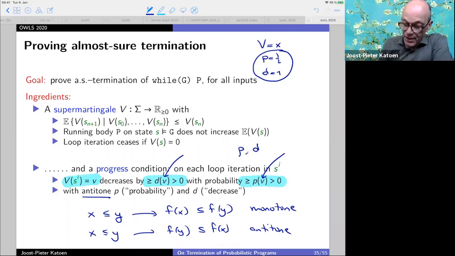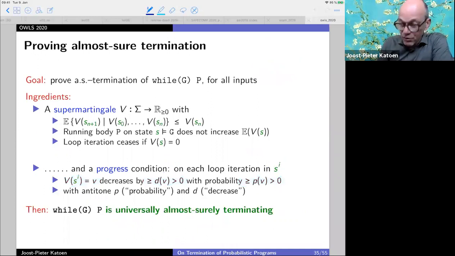Good. We're going to see if those ingredients are there. So if v and p and d satisfy these preconditions, then the theorem says the program is universally almost surely terminating. So regardless of the input state in which the loop will start, the program will terminate with probability 1.